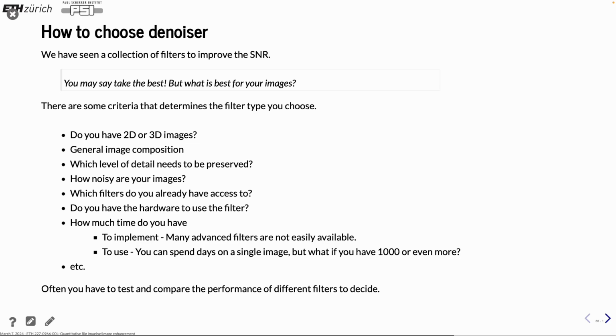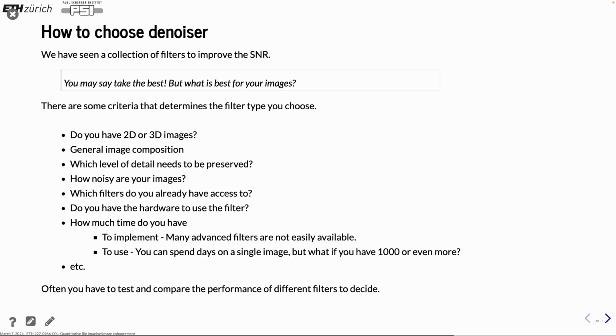So some questions you need to ask first are, do you have 2D or 3D data? Also, how the image is composed. Do you have very many small details that you want to preserve or not? Also the signal to noise ratio, how noisy are your images, and that also tells which kind of filter you can apply. A practical issue is which filters do you actually already have in your toolbox. That's actually quite many in Scikit image. But it may not be the ones you need, so you should probably try them first before you do something else and see if they perform as you expect.